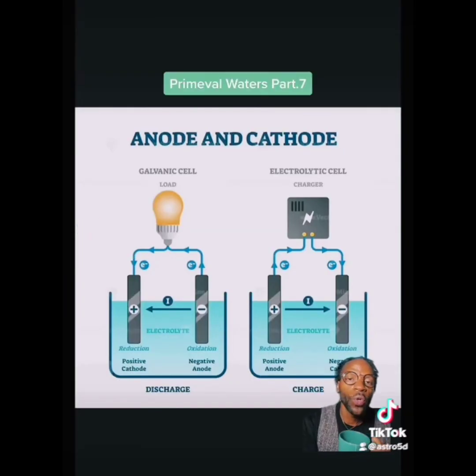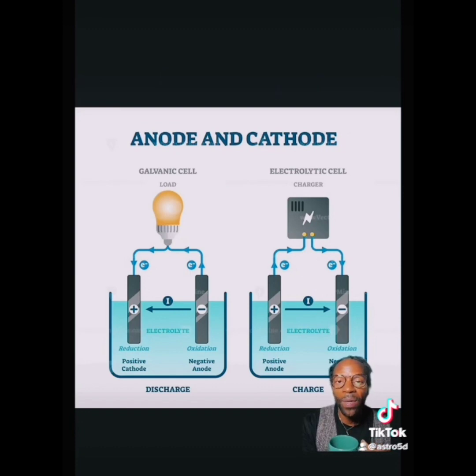So I won't go too much into the technicalities of an anode and cathode. I just wanted to break them down and how they relate to the firmament. So essentially, an anode and a cathode can switch charges. In a galvanic cell, you have a positive cathode and a negative anode. In an electrolytic cell, you have a positive anode and a negative cathode.